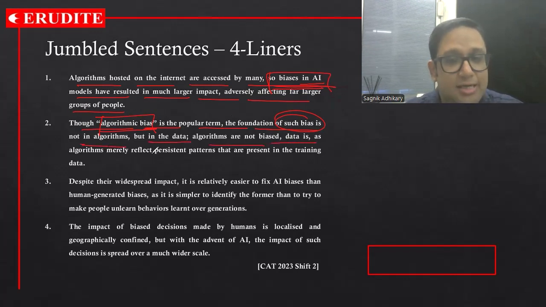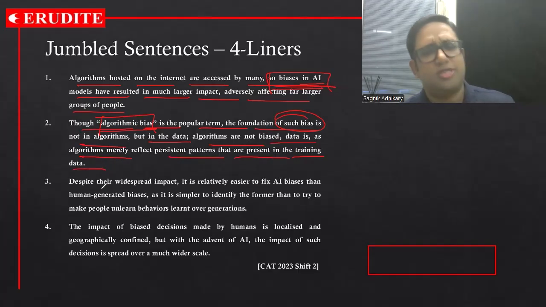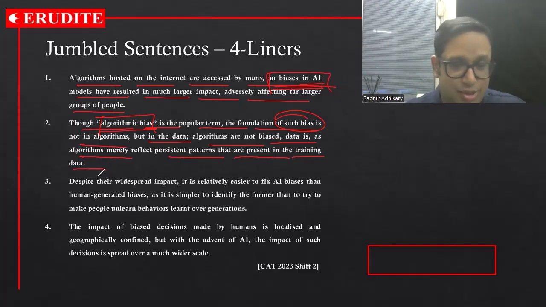Algorithms are not biased. Data is, as the algorithm merely reflects the patterns that are present in the training data. So it is possible that 1 and 2 have a connection.